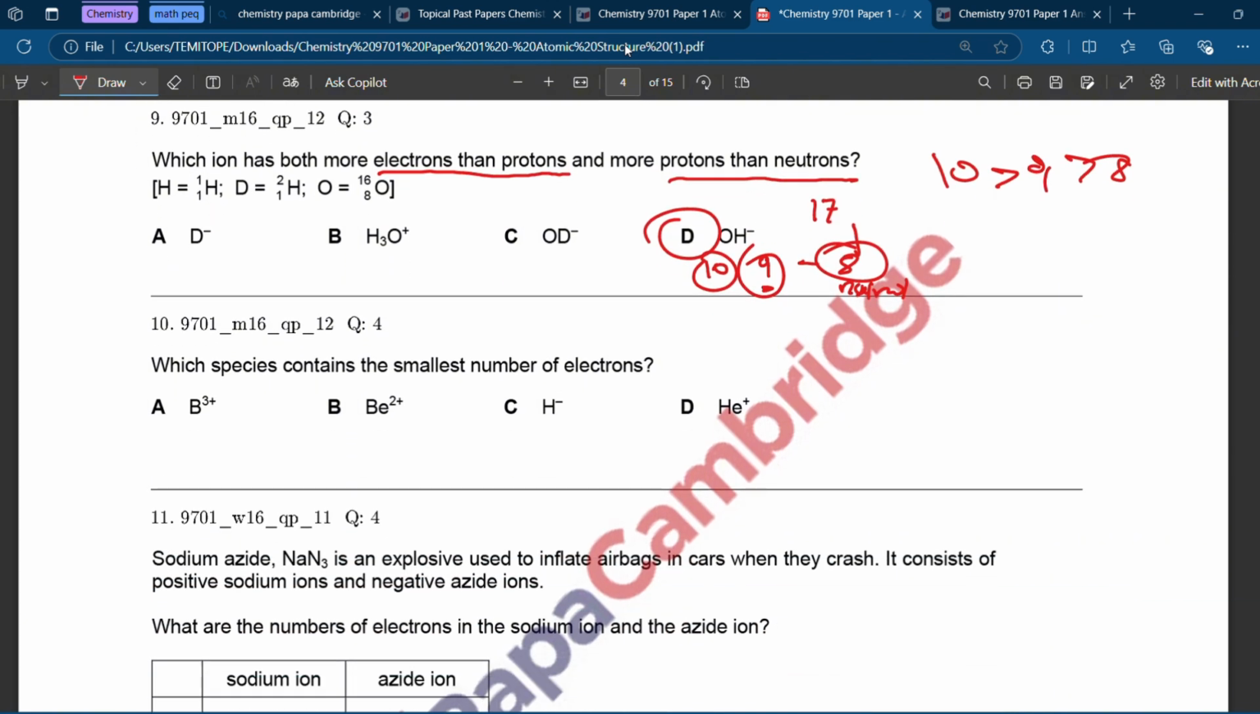Okay, so mass of 16 plus 1, like 17. So that means, and the protons is 9, that means it has 8 neutrons to make a mass number of 17. So in this case, you see that the electrons are more than the protons, and the protons are more than the neutrons. So 10 greater than 9 greater than 8. So that says D.